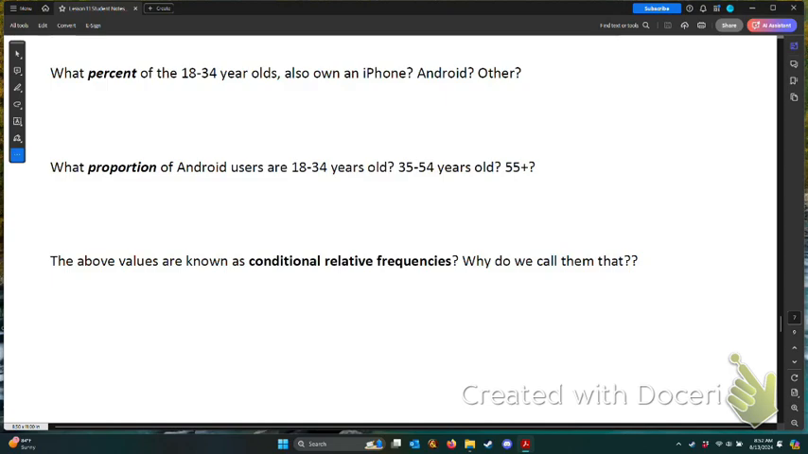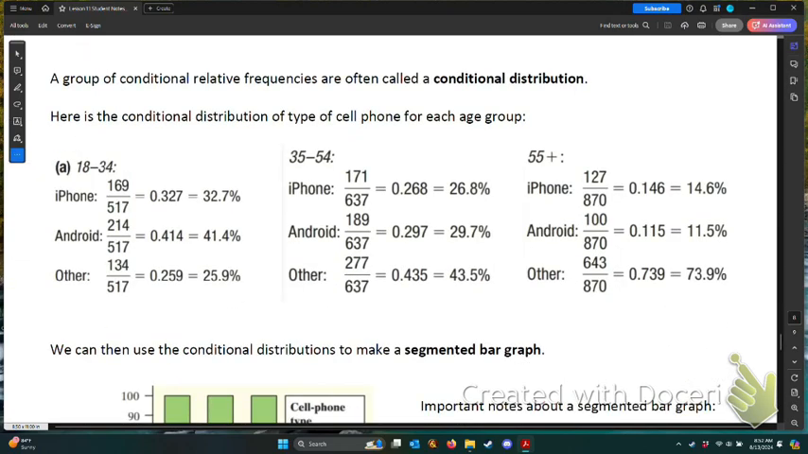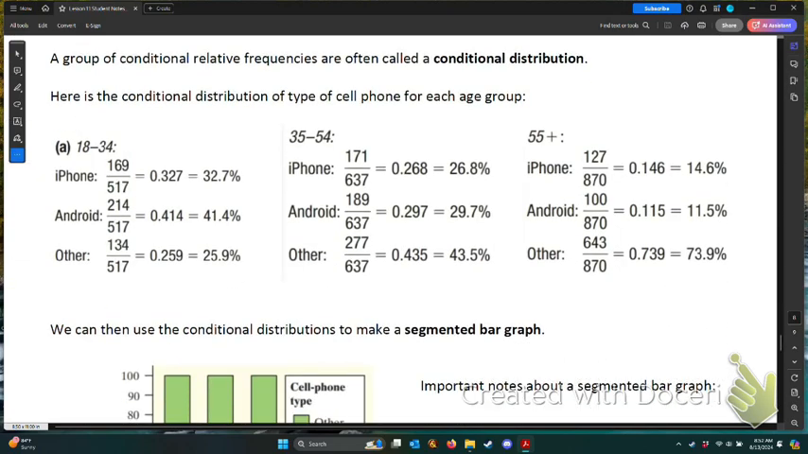And in fact, here they are. This is the conditional distribution based on age group. So, we've got our 18 to 39-year-olds, and we've got each of the conditional relative frequencies for each age group. There they are. Okay? So, we can take that and turn that into something called a segmented bar graph.